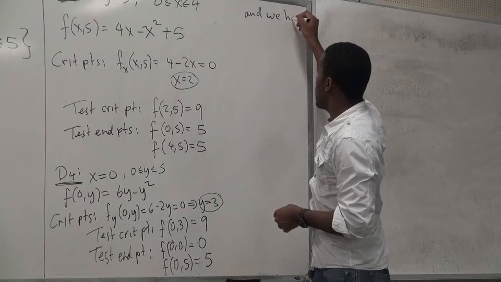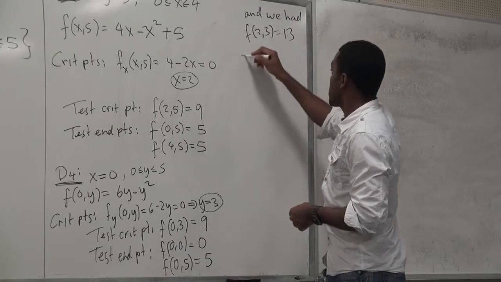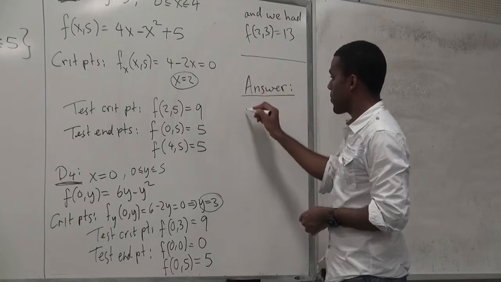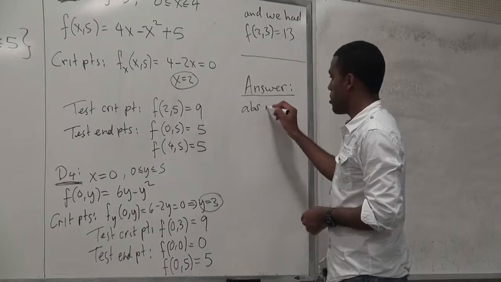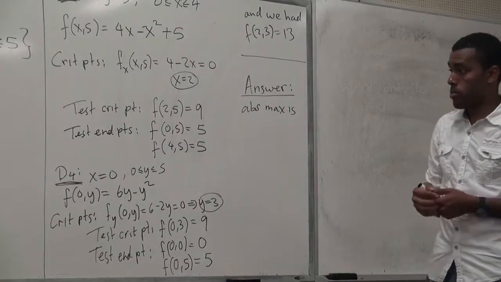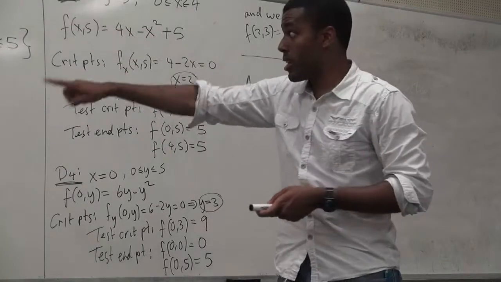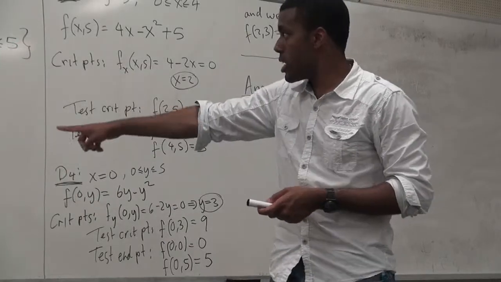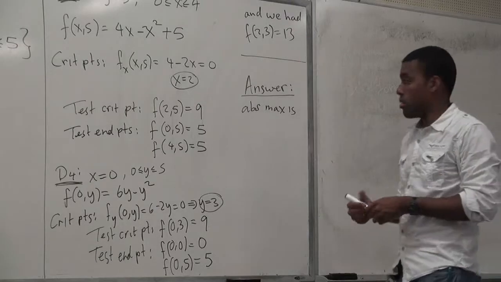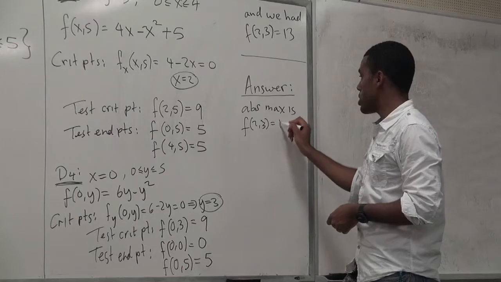And we had f of 2, 3 equals 13. So then finally your answer would be what? Absolute max is... So all the values that we got, we have to look at all the values that we got, right? We got 4, 0, 0, 9, 0, 5, 13, 9, 0, 5. 13 is the biggest one. So the absolute max is f of 2 comma 3, which is 13.